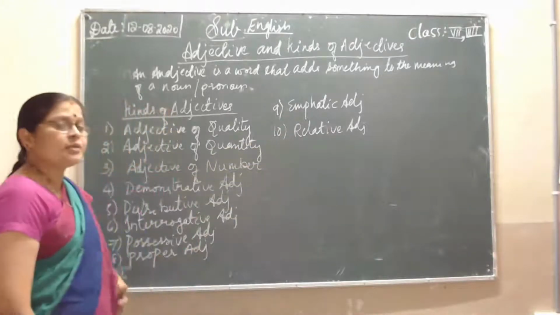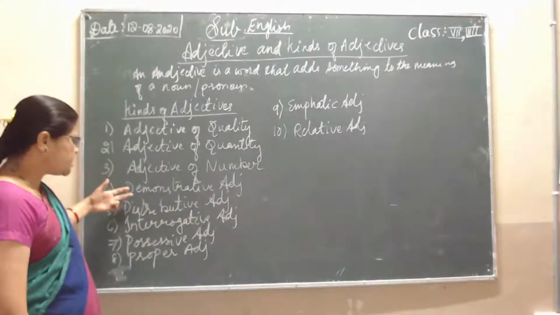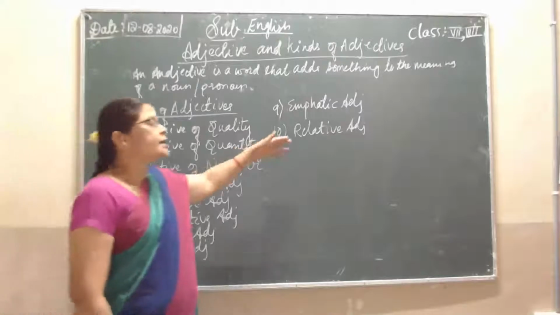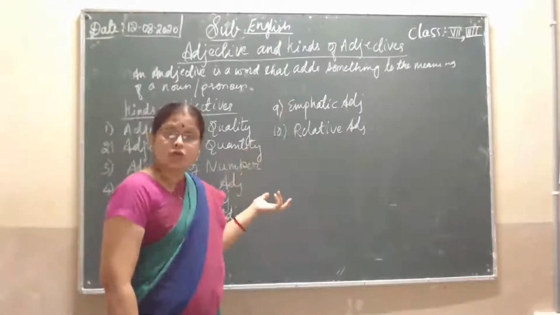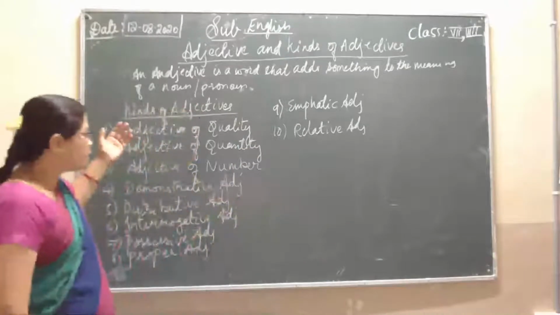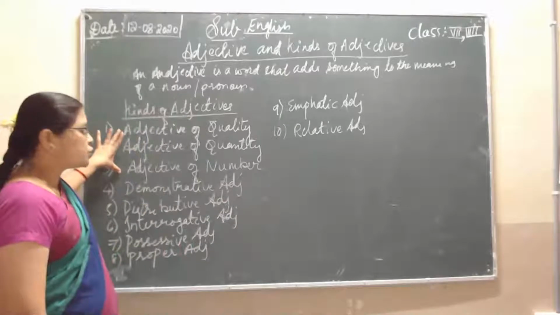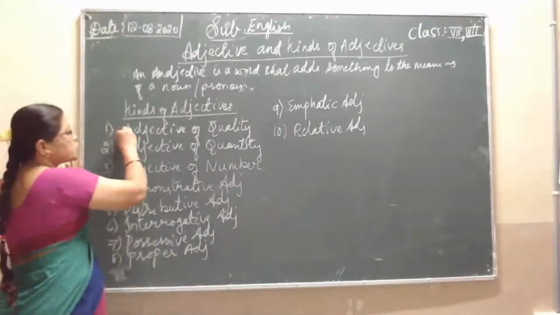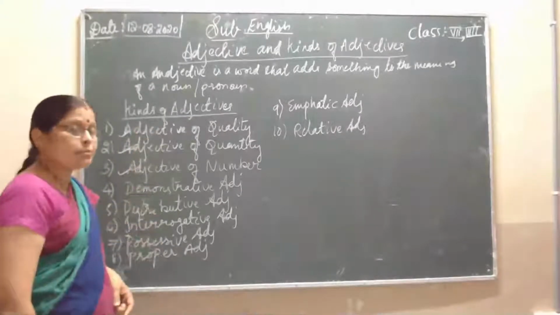I think you're already familiar with some of the names here. They are all the demonstrative, distributive, interrogative, possessive, proper, relative, and emphatic. What we have learned these things in pronouns also. Today we will be learning of these things, but for today's class we will have the first three, that is adjective of quality, adjective of quantity, and the adjective of the number here.